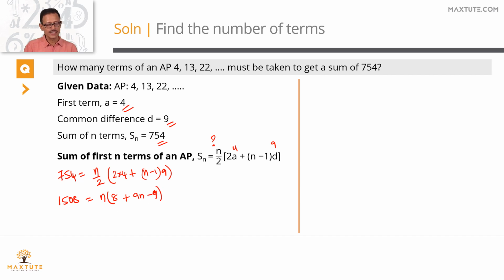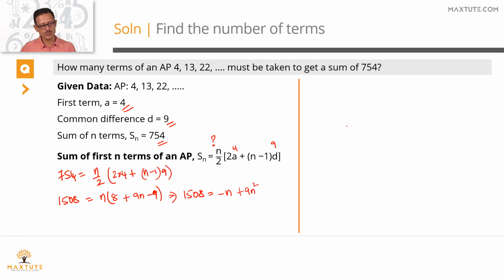That's what we have. 8 minus 9 is a minus 1. So if I rewrite this, 1508 is equal to 8 minus 9, which is a minus 1, into n, which is a minus n. And then we have n into 9n, which is equal to 9n square.